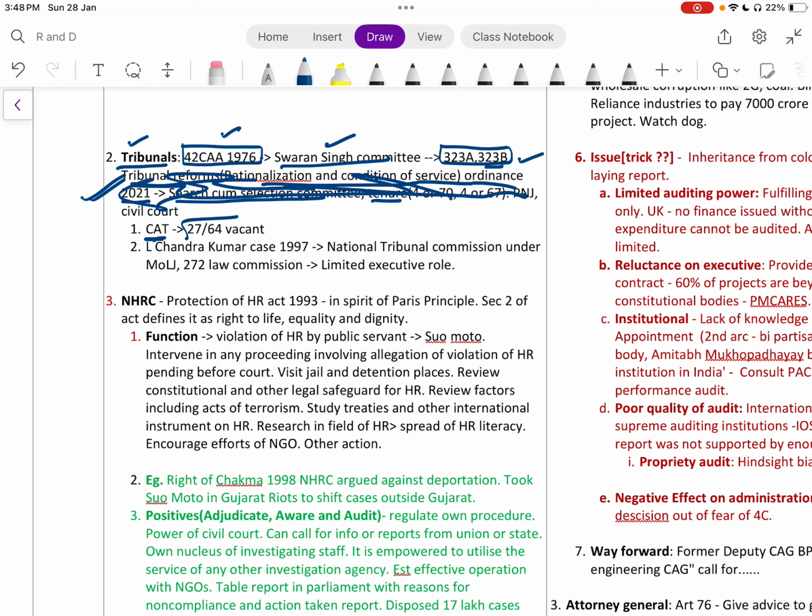CAT: almost 27 of only 64 seats are vacant. L. Chandrakumar case 1997: National Tribunal Commission under Minister of Law and Justice. 232nd Law Commission has said that it has a limited executive role in tribunal appointment. Okay.